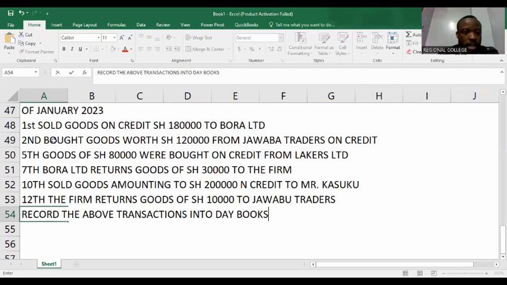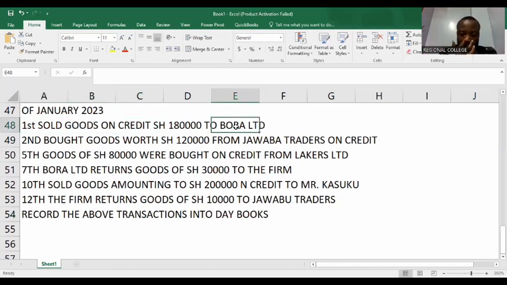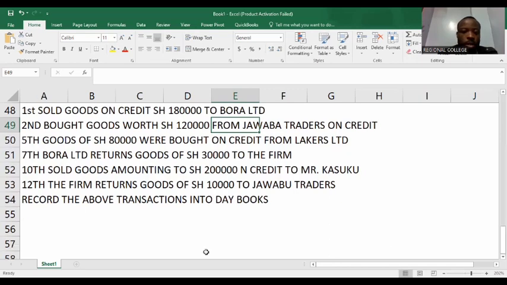So the first thing you identify is: sold goods. Is it on credit? Yes. Which customer? Bora. So that means that is our sales day book. Bought goods on credit? Yes, from Jawabu, so you have the supplier. You have to record that information. Then goods that were bought on credit, this is also another purchase. Bora, this is the return. Sold is also selling. So you can start preparing the first one, that is the sales day book.